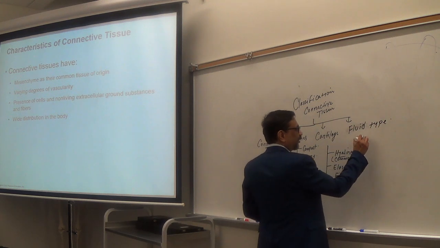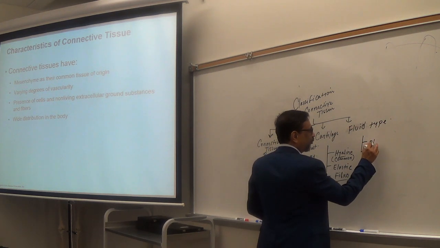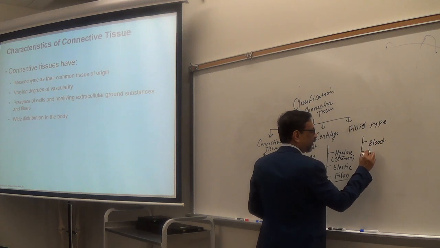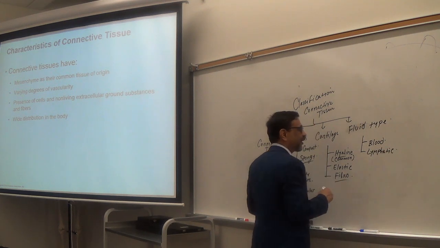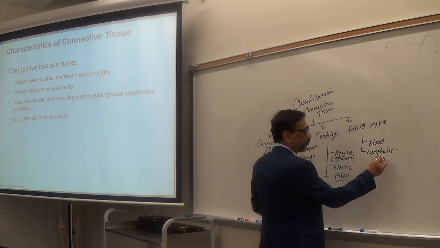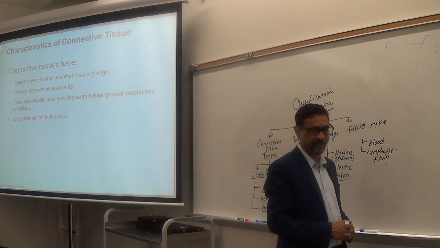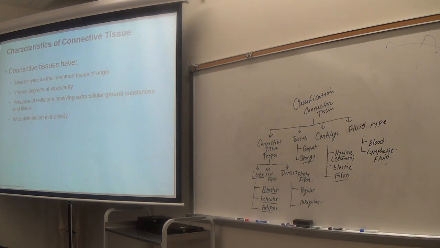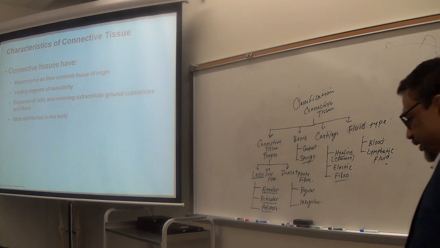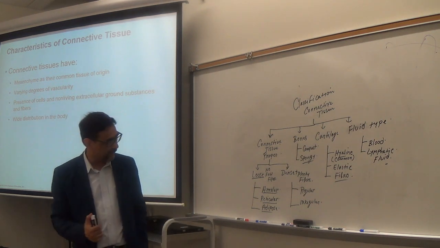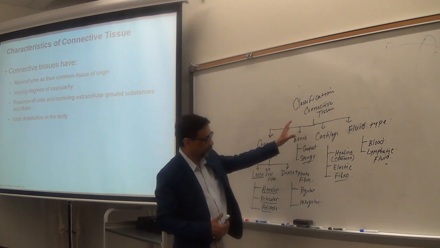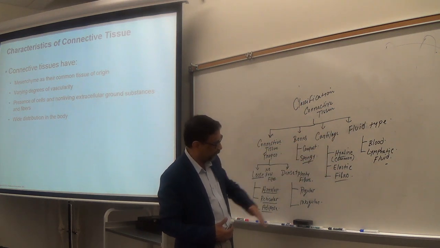Then fluid type connective tissue includes the blood. Blood is a connective tissue, and lymphatic fluid inside the lymphatic system, lymph. So this is the classification of the connective tissue. This classification is very helpful for both the lecture and the lab. So if you know this, it will be easy to follow the things. Okay.